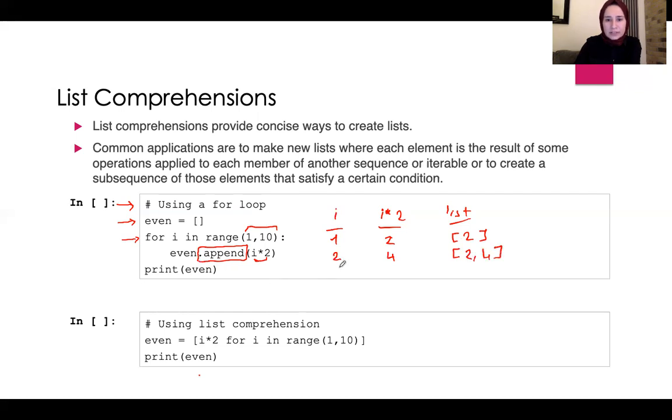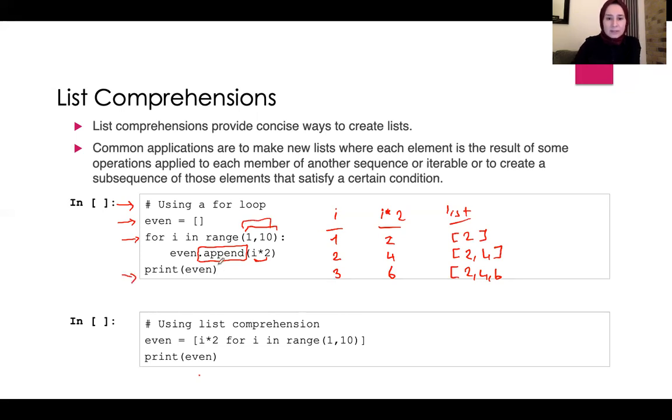In the third iteration, i will be 3, and 3 multiplied by 2 will be 6, and my list will be 2, 4, and 6. So it will go through all these iterations until i becomes 10. And when it becomes 10, the for loop will end. Then the final list will be printed here.